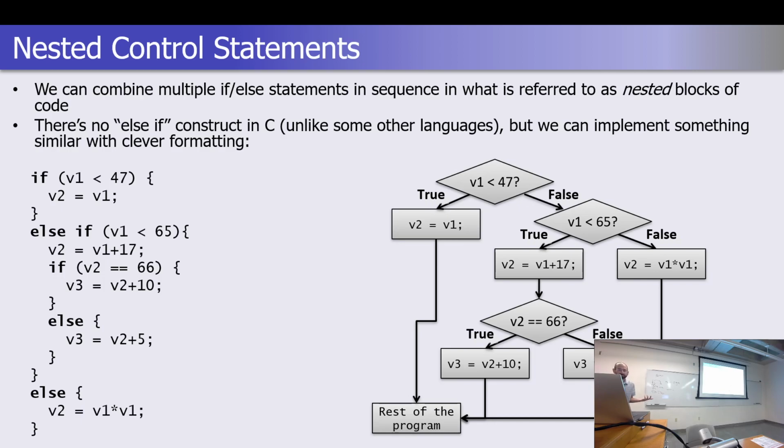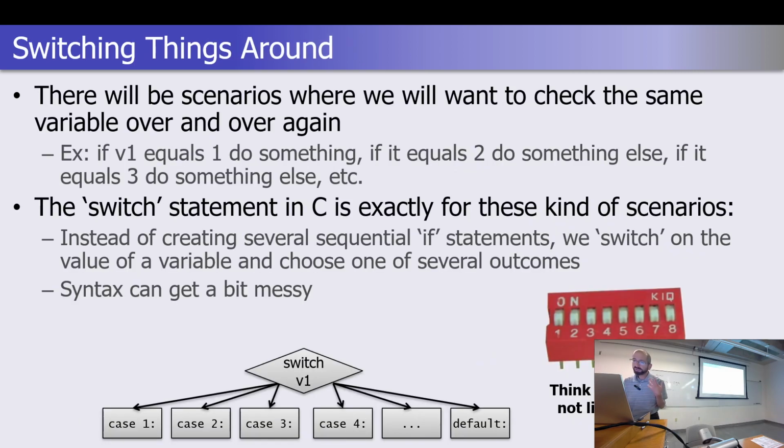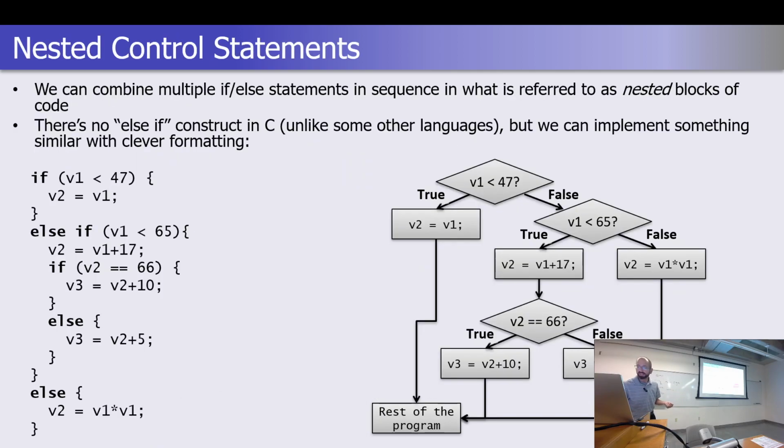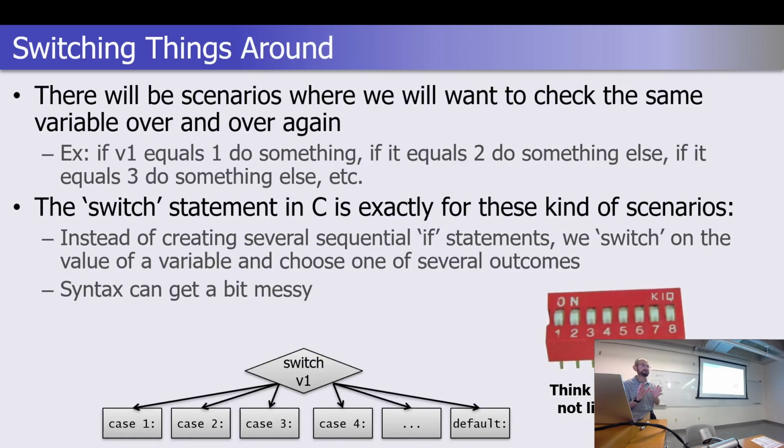Or am I just increasing the likelihood for bugs? But there's other constructs we can use which can oftentimes help. A very common code pattern that we have when we're trying to solve things is scenarios in which we'll want to check the same variable over and over again. This example on the previous slide arguably is like that because it's checking V1 on 2 occasions, but it's checking V2 on the 3rd occasion. But it's pretty common to want to check a single variable over and over again.